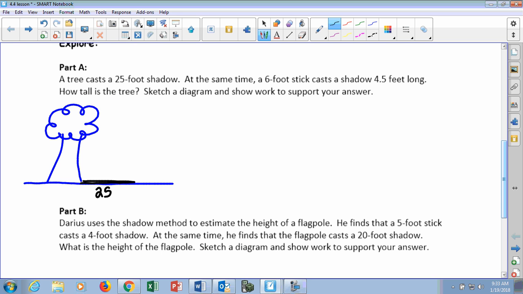At the same time, a 6-foot stick casts a shadow of 4.5 feet. So here's a stick, and there's the ground. Here's 4.5. This is the 6-foot stick, so that's something like that, right? Top of the stick to the edge of the shadow. How tall is the tree? They want to know how high this is. We don't necessarily need to worry about the diagonal here.